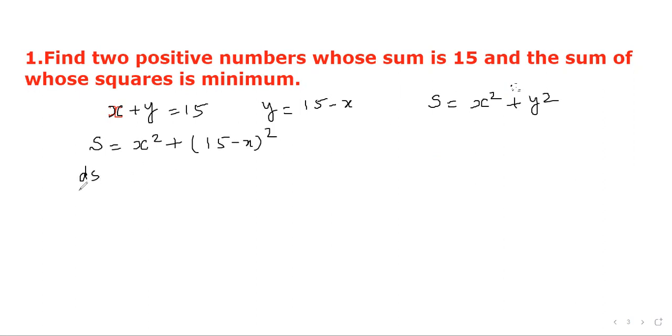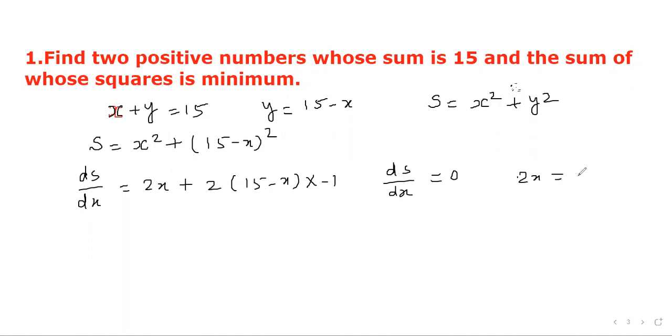Now we differentiate it. dS upon dx will give 2x plus 2 times (15 minus x) times minus 1. We put dS upon dx equal to 0. So we get 2x equal to 2 into 15 minus 2x, or 4x equal to 30, from where x equal to 7.5. And if we put this value of x here, we get y also as 7.5.